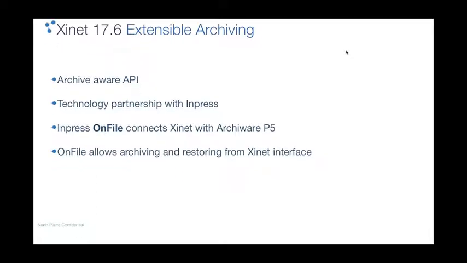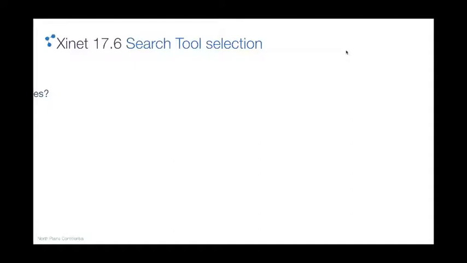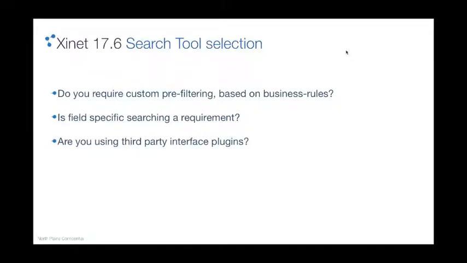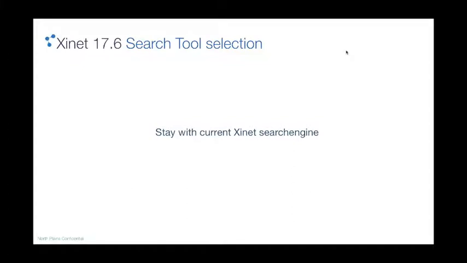All right. So as promised, I want to end my presentation by giving you some ideas and some questions that should help you make the decision whether you want to turn on the Solar search feature or not. I'm just going to read them to you. Do you require custom pre-filtering based on business rules in your portal interface? Is field-specific searching a requirement? Are you using third-party interface plugins? If you can answer yes to any of those questions, you should probably stay with the current 17.5 Xinet search engine.